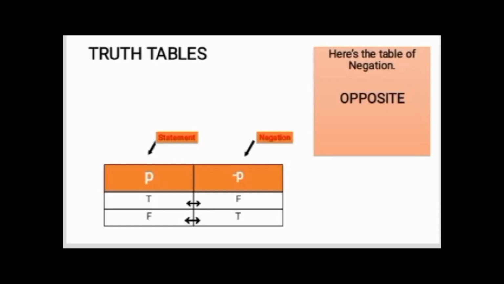When we say negation, it has two columns: the statement and the not P, or the negation. When saying this, it is the opposite. It means, what is the opposite of true? It is false. So that is the example of the negation.